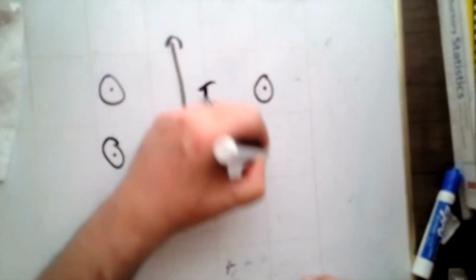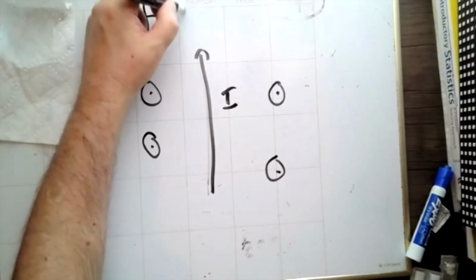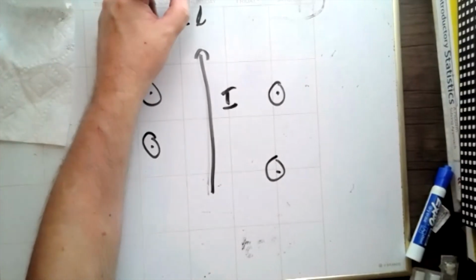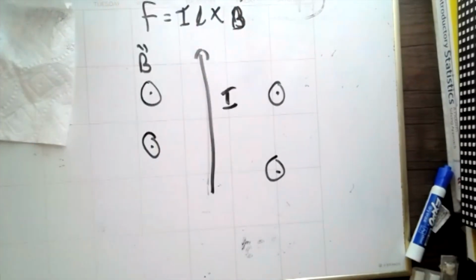Okay, so I've got some current that's flowing up. I need a better marker. I've got a magnetic field that points out of the board. That's B. Maybe I should have done that in a different color. And we're going to use F vector equals I times this little L vector that points in the direction of current, crossed with B, and right-hand rule.